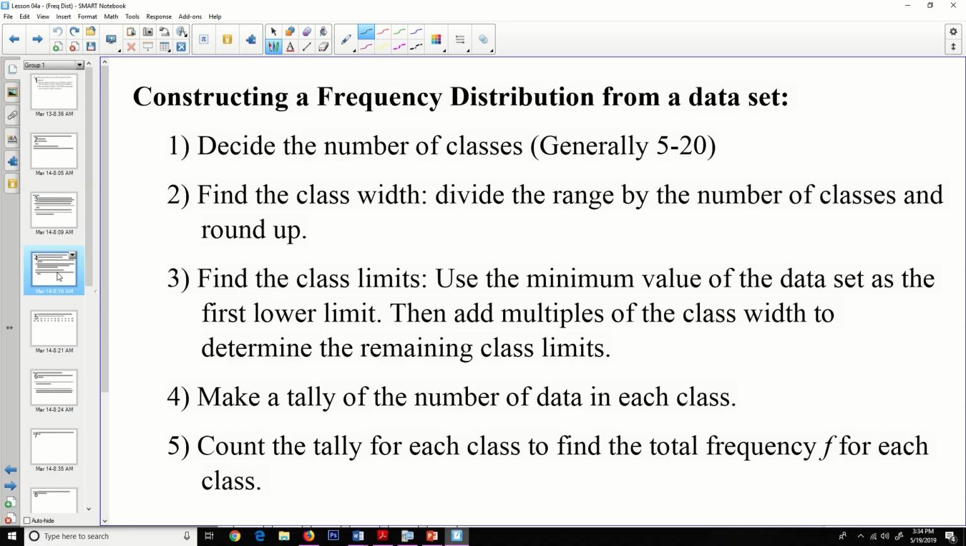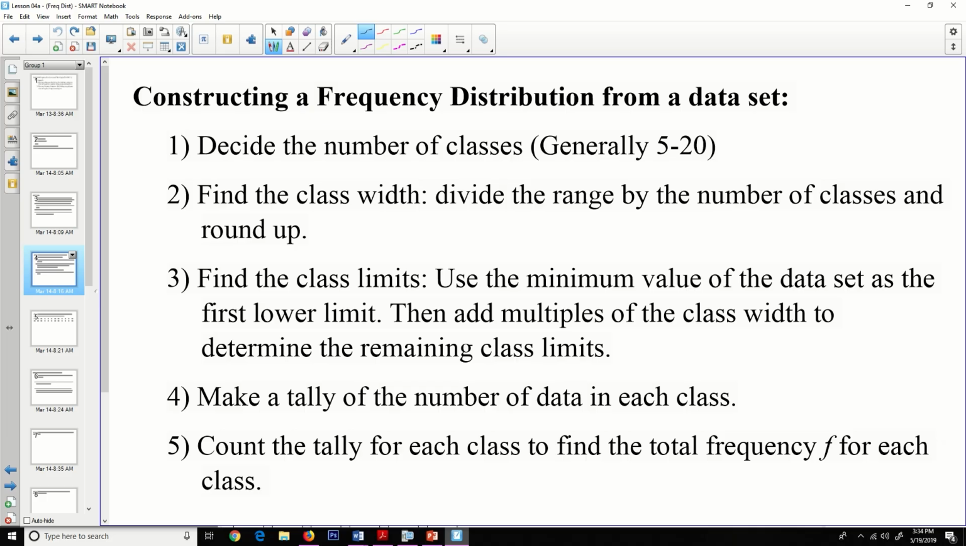All right, so continuing. If we want to construct a frequency distribution from a data set, we're going to divide the data into a number of classes, generally 5 to 20. Our first one, we're going to keep it simple, only going to do 4. We're going to find what the class width is, and what we're going to do is divide the range by the number of classes, and then we're always going to round up.